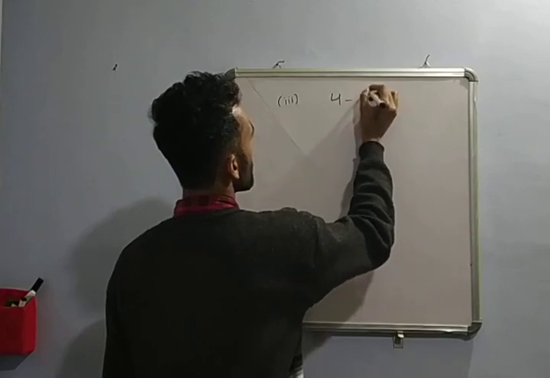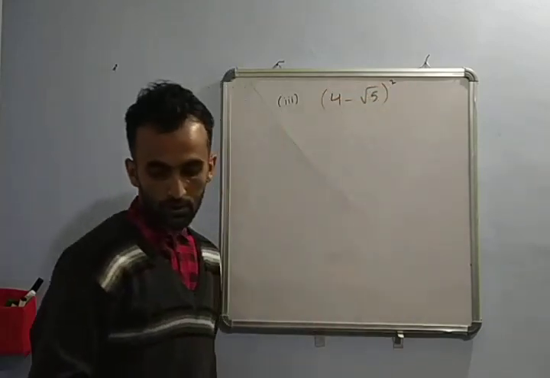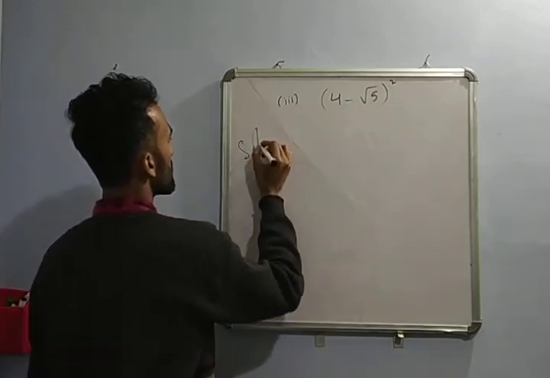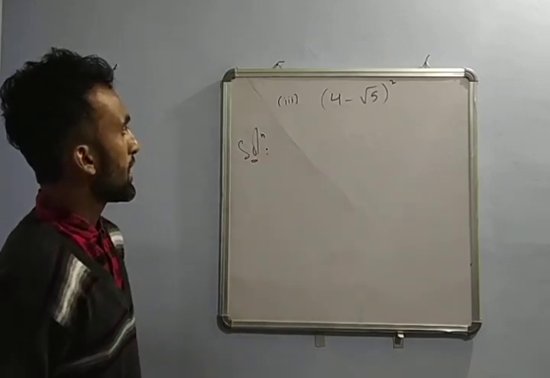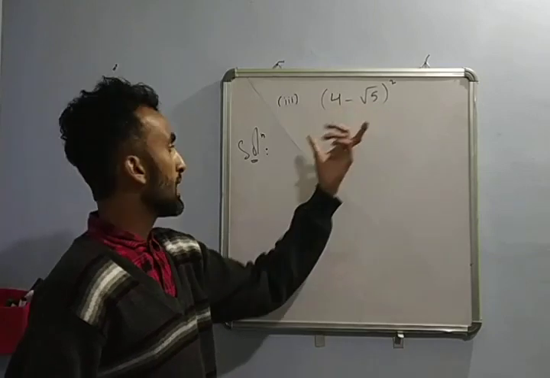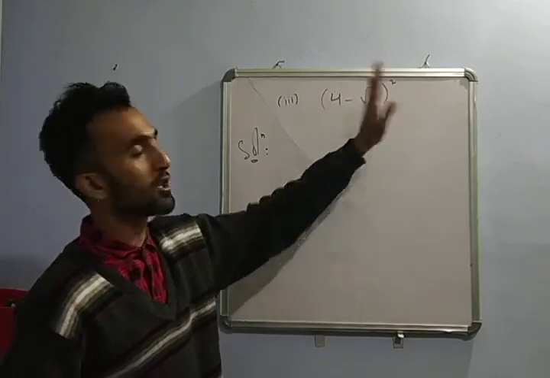Now last, one more sum is left. 4 minus root 5 whole square. I have to simplify this. 4 minus root 5 whole square. So solution, let me see. How do I deal with this one? Now whole square means 4 minus root 5 is multiplied 2 times. I will multiply 2 times, or what will I do? I will use the a minus b whole square identity.